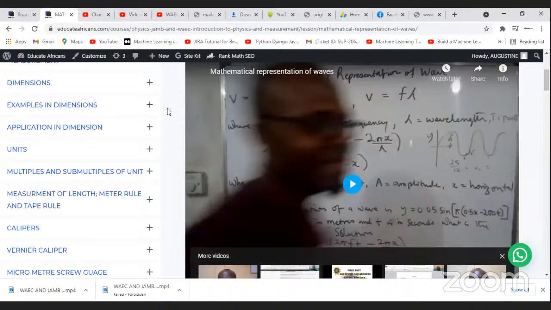Phase. Phases are particles which are at the same vertical distance from the position of rest. Then amplitude. Amplitude is the maximum displacement of a particle from its rest position. We also have wavelength, which is the distance between two successive crests or successive troughs. And then we have frequency. Frequency is the number of complete vibrations or cycles that a particle makes in 1 second. And we have period. Period is the time taken by a wave particle to make one complete oscillation.